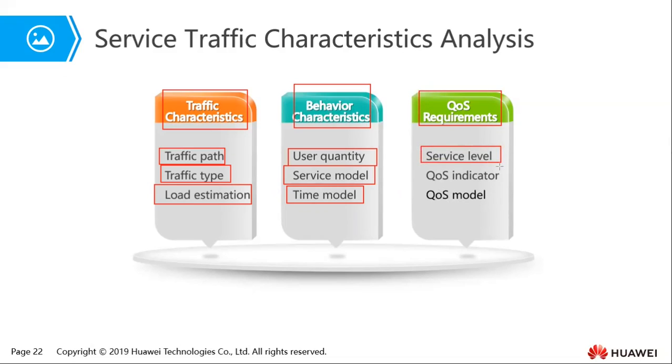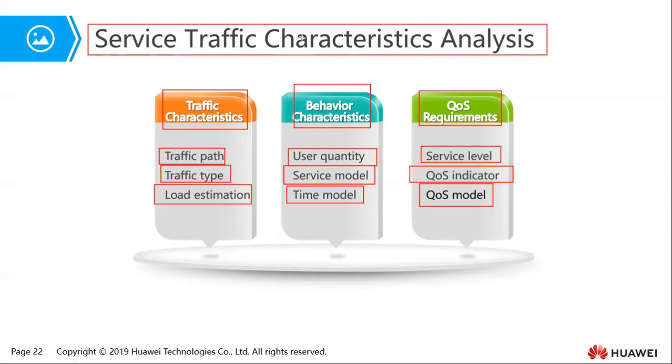So on the service level, we are talking of which traffic or service type are highly prioritized. So for example, voice, real-time voice data. And then we need to come up with QoS indicators and QoS model so that now we can be able to configure this. So these will ensure that the bandwidth is actually used optimally. We avoid latency and jitter for real-time traffic. So that's why we need to do service traffic characteristic analysis.